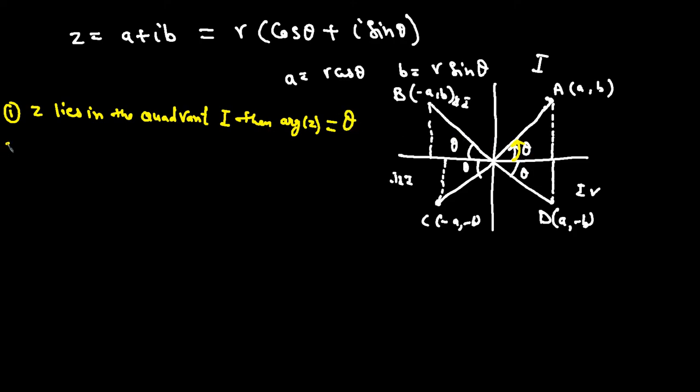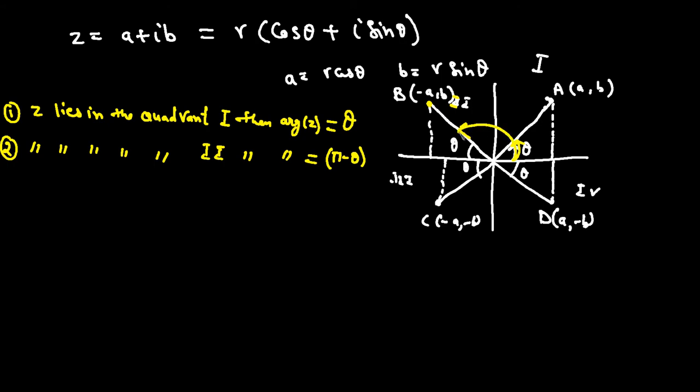Okay, now let's do it if this complex number lies in quadrant 2. Then the argument is equal to pi minus theta. What is the value of the angle here? So this is my complex number here in quadrant 2. Then this angle, you start from here.